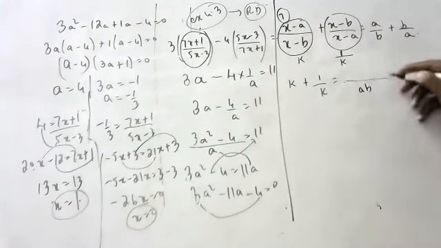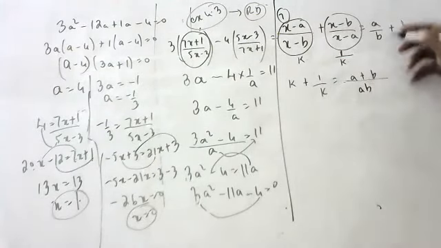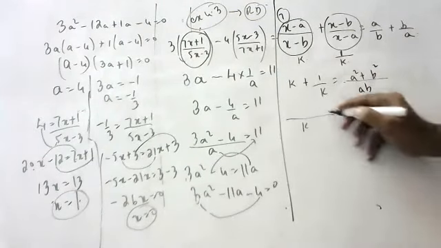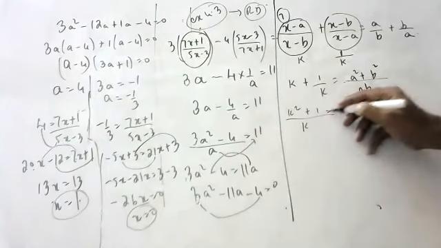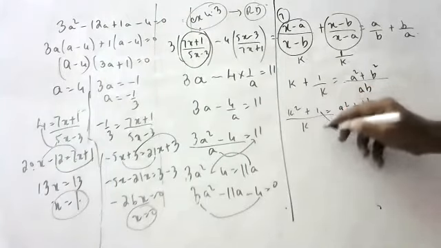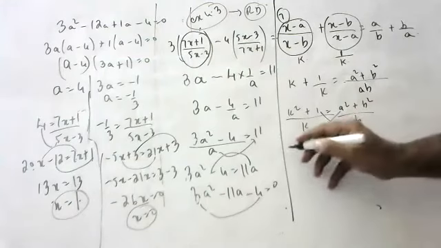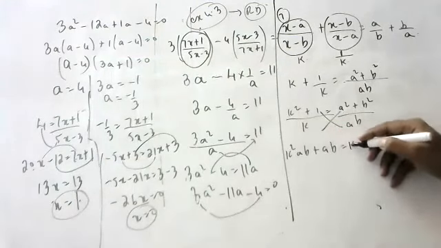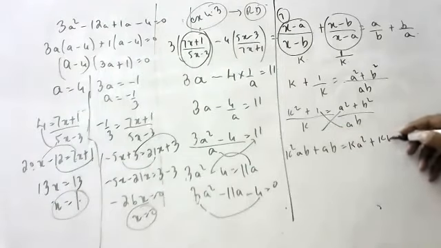AB is the LCM, so it is (A square plus B square) by AB. BB is A square plus B square. And here also K is the LCM. K square plus 1 is equal to (A square plus B square) by A. This goes here, children. So what do you get? K square AB plus AB is equal to KA square plus KB square.